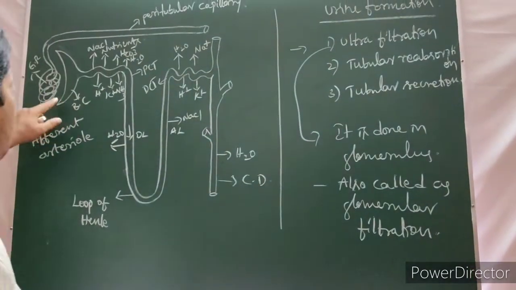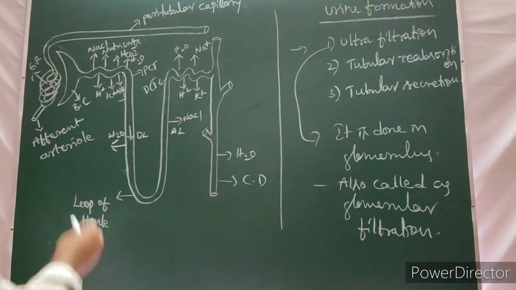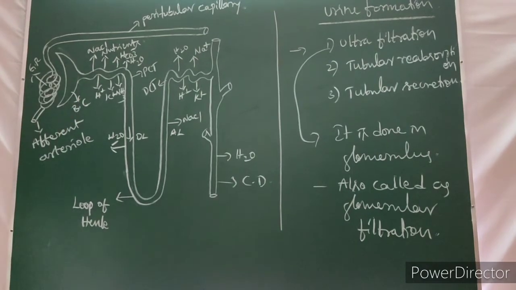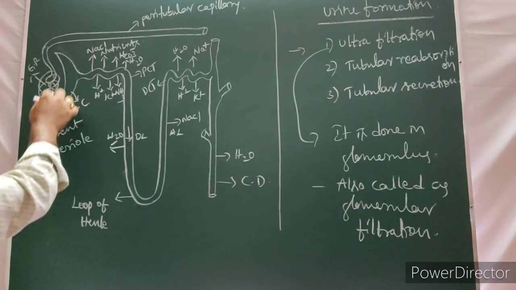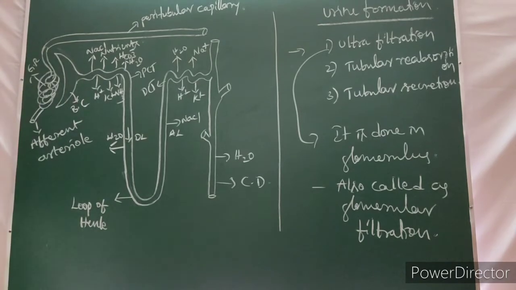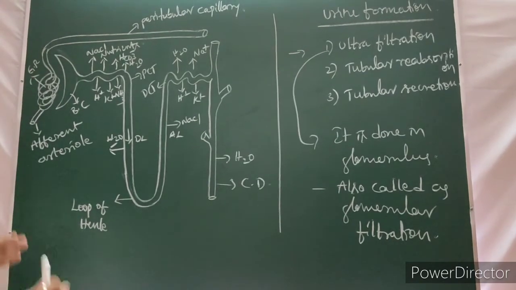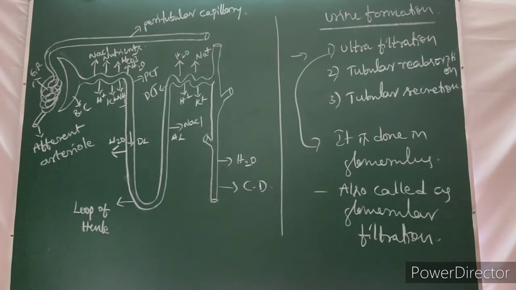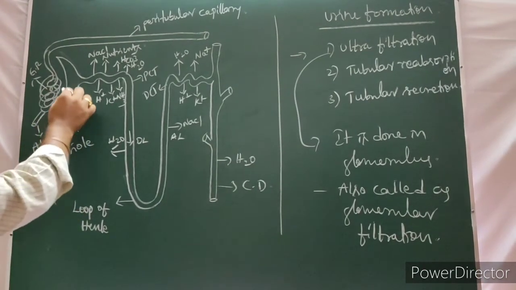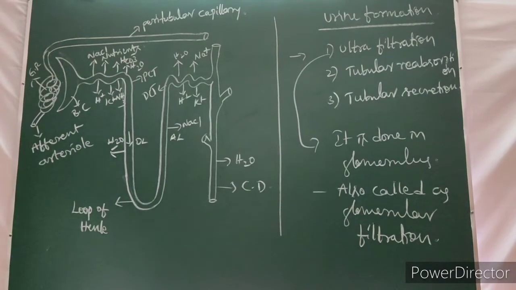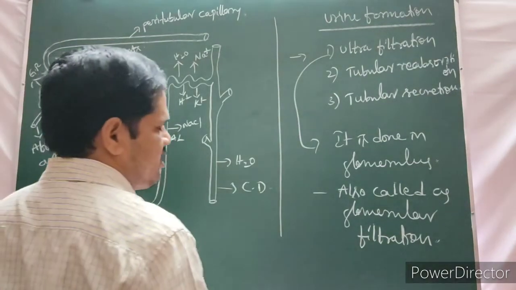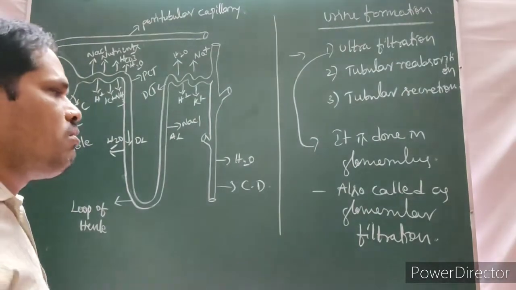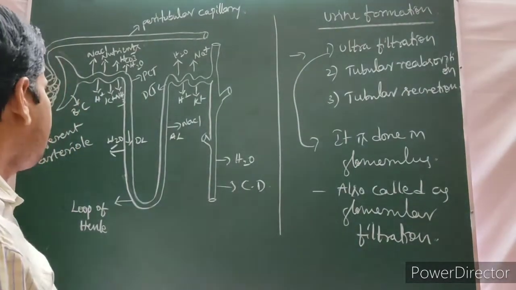If you see the diagram, this is the glomerulus. How is it formed? Between the afferent arteriole and the efferent arteriole, a network of blood capillaries is there. That is what we call the glomerulus. In this glomerulus, filtration is done. That is what we call ultrafiltration. It is done in the glomerulus, that's why it is also called glomerular filtration.